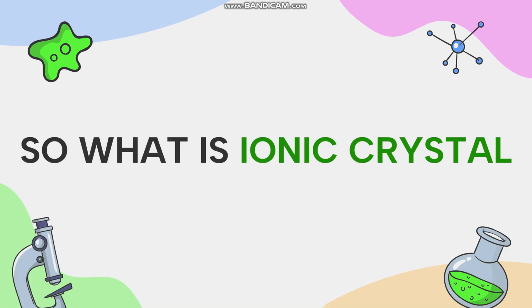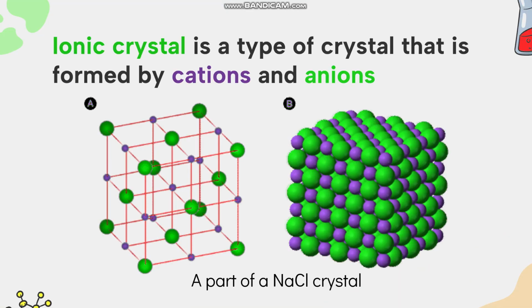So, what is an ionic crystal? An ionic crystal is a type of crystal that is formed by cations and anions. This figure is a part of a sodium chloride crystal. You can see the difference between the sodium ions and the chloride ions.